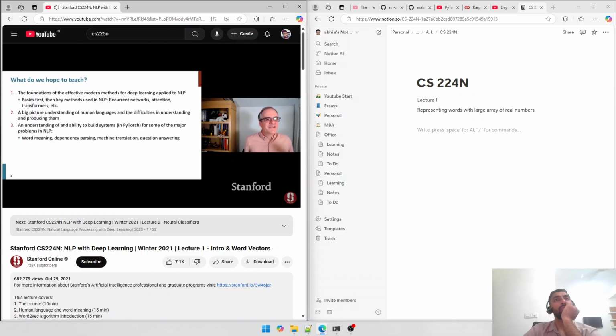And then finally, we want to give you an understanding of and an ability to build systems in PyTorch for some of the major problems in NLP. So we'll look at learning word meanings, dependency parsing, machine translation, question answering.